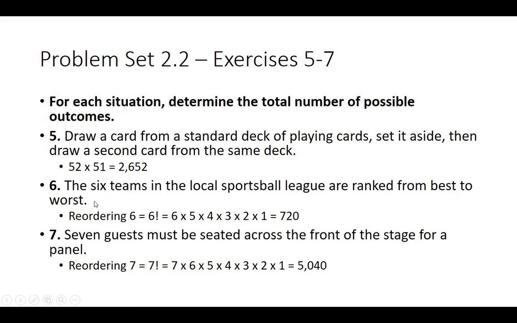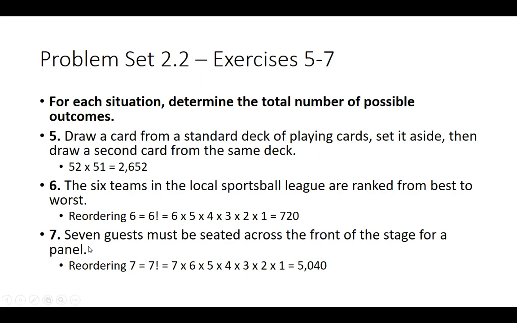Now, with number 6, we're no longer multiplying independent events together. Instead, we're reordering. So we have the 6 teams in the local sports ball league ranked from best to worst. Sports ball. So we're reordering 6. How many different ways can we do that? Well, that's the factorial. 6 factorial is 6 times 5 times 4 times 3 times 2 times 1. There are 720 ways to reorder the 6 teams.